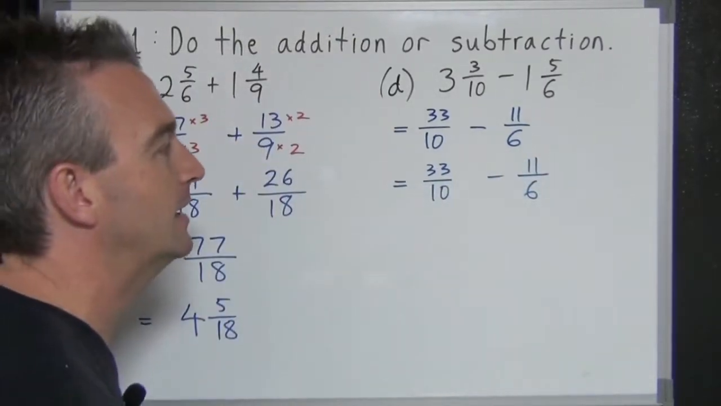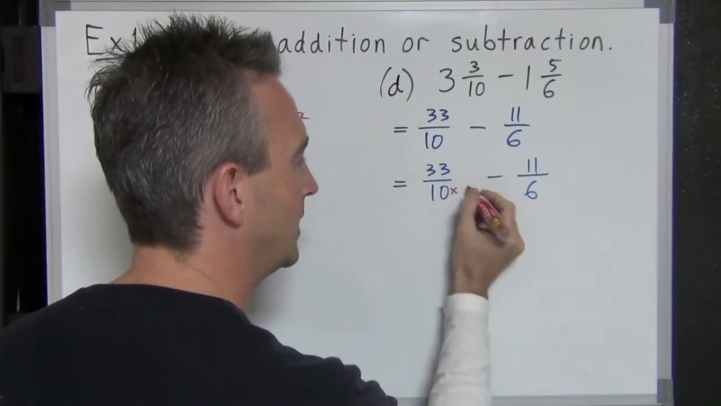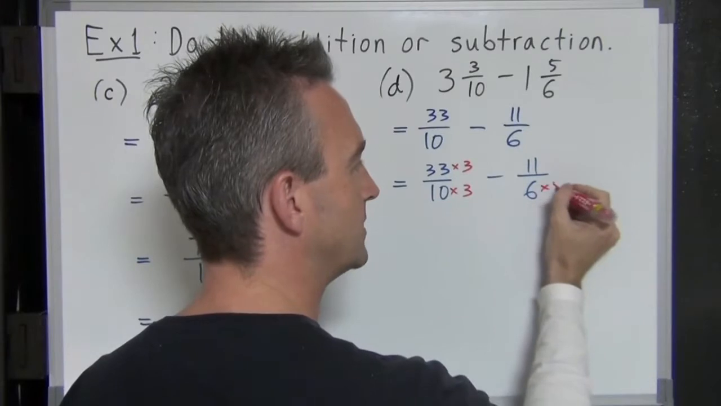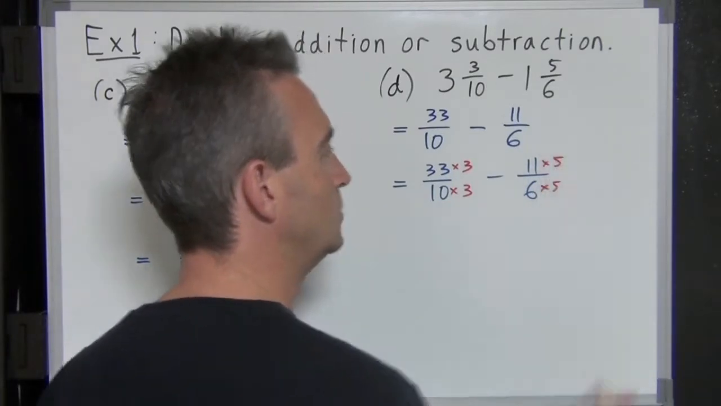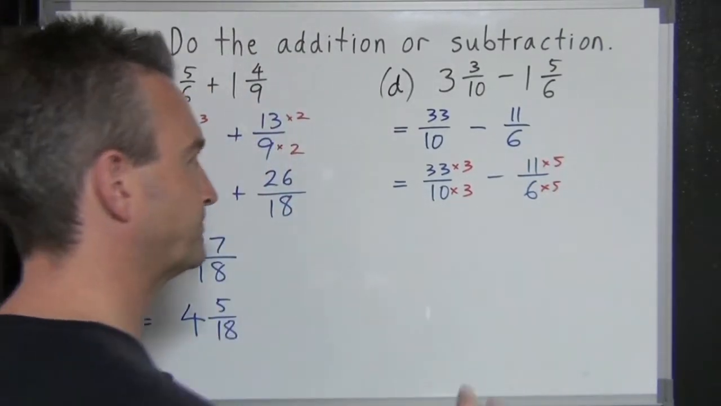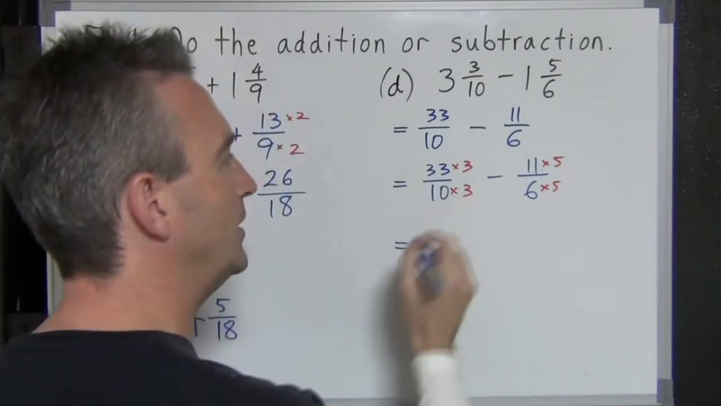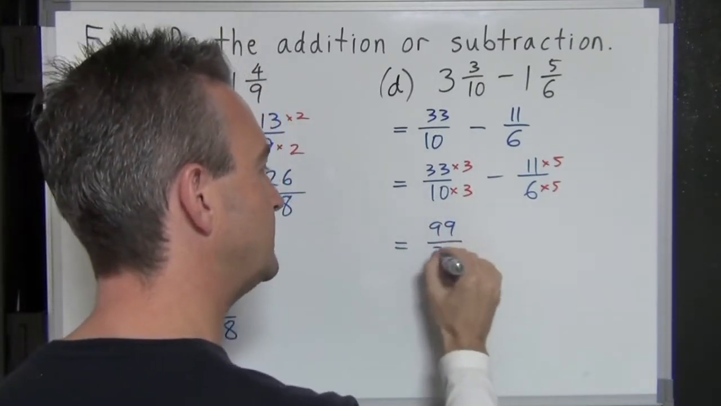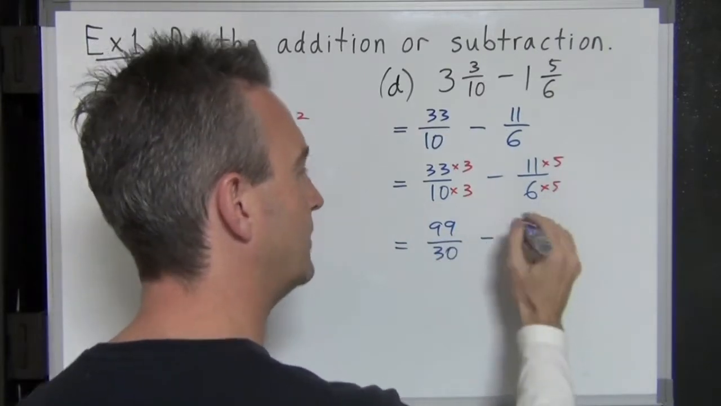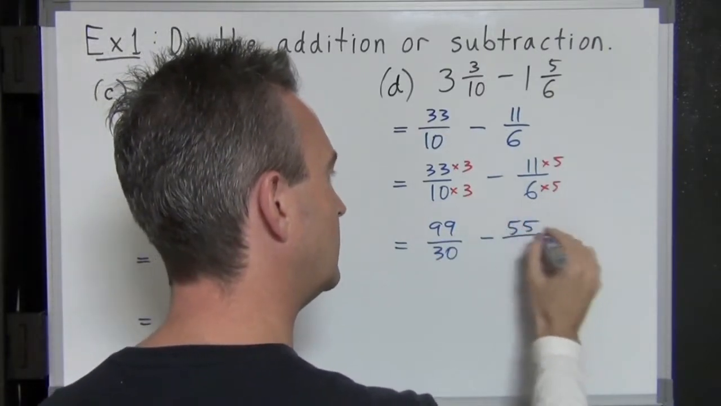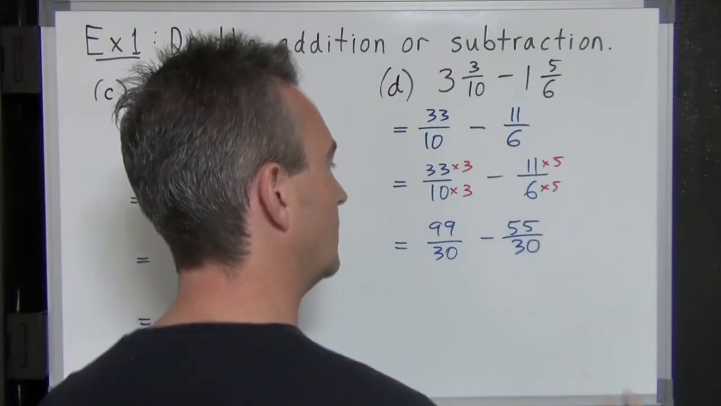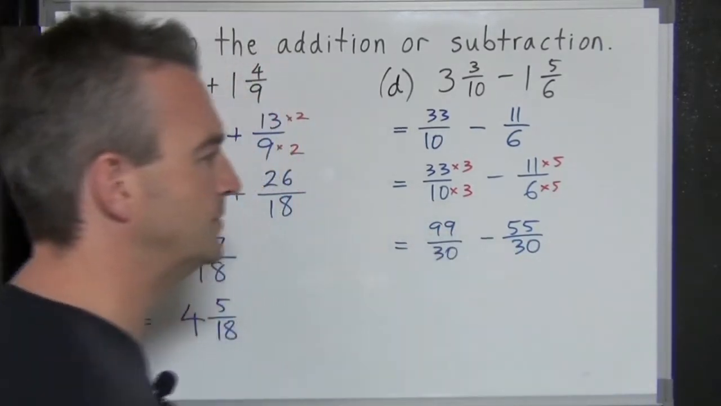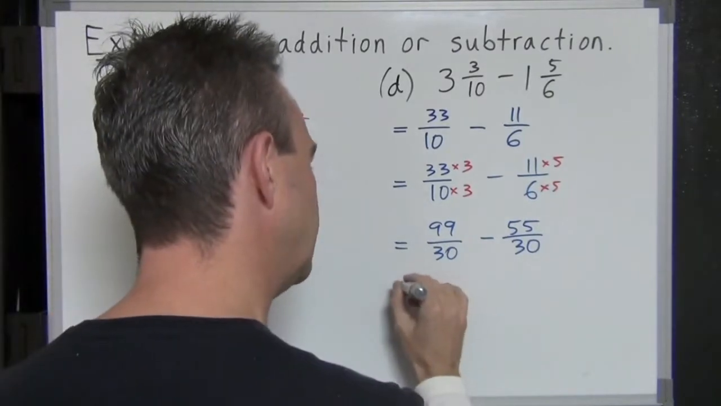So how do I turn 10 into a 30? Times 3. How do I turn a 6 into a 30? Times 5. These numbers are going to get big. 33 times 3 is 99. 10 times 3 is 30. Minus 11 fives are 55. 6 fives are 30. We have our common denominator. So 99 minus 55 is 44, I believe.